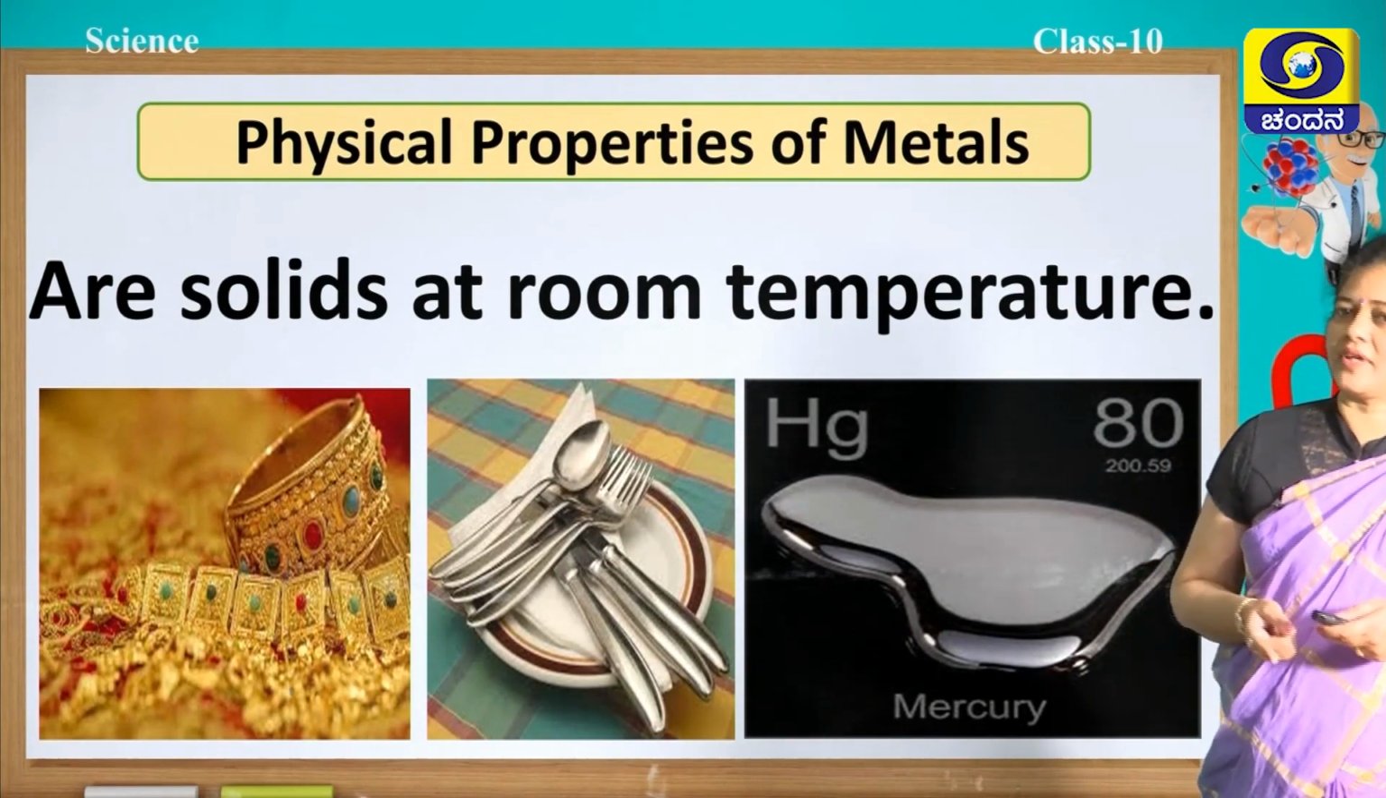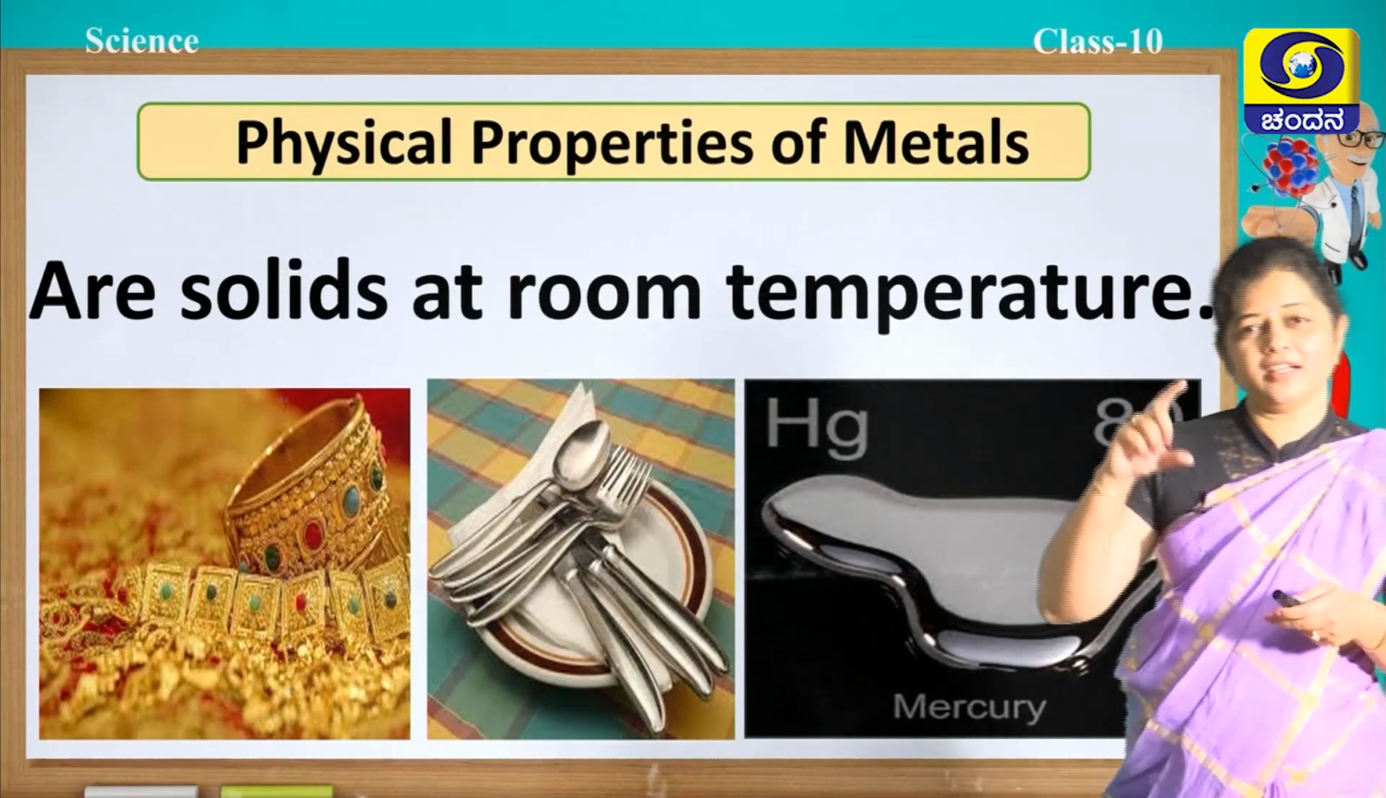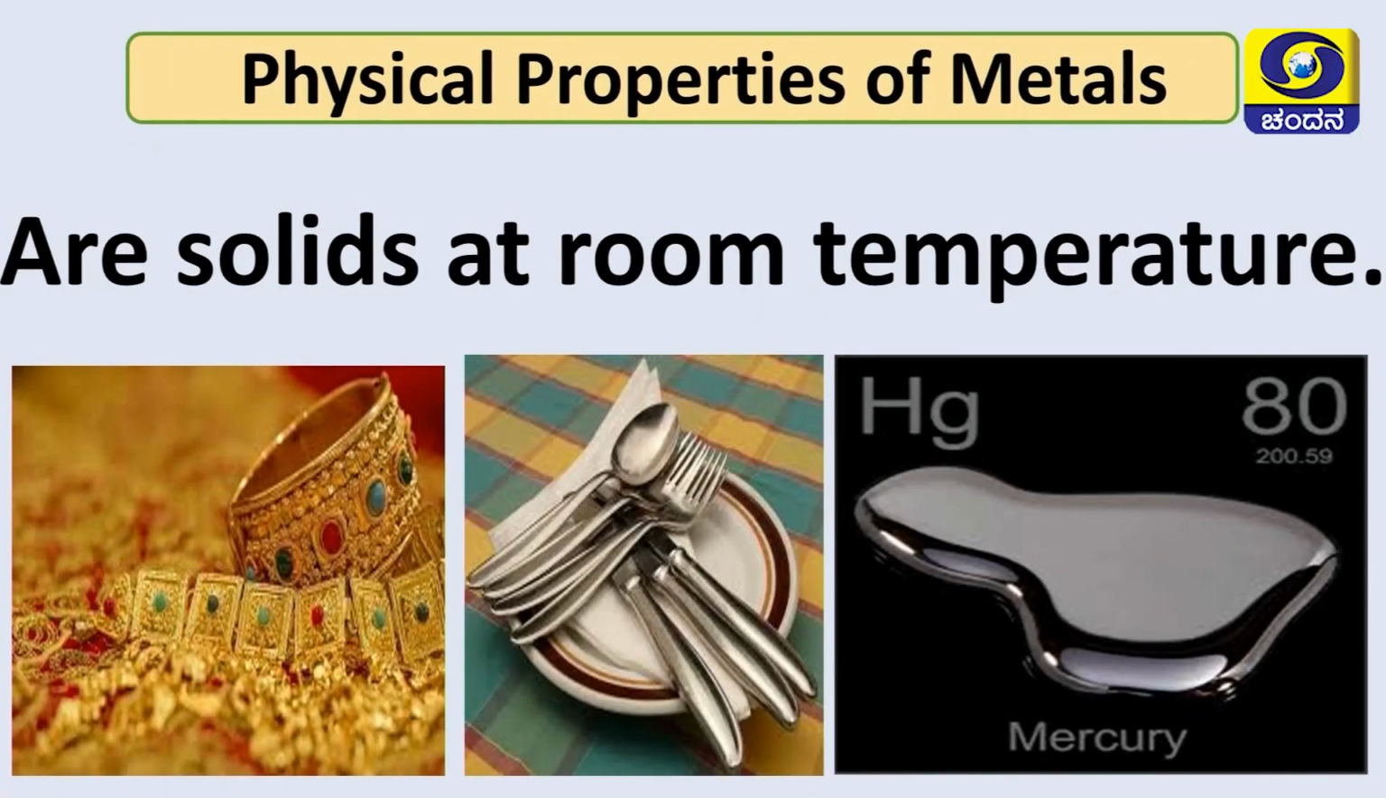This is mercury. All of you would have seen mercury in your thermometers, not in the digital thermometer, but in the traditional clinical thermometer, you will see the mercury in the bulb. It is a liquid metal. Mercury is a liquid metal. This exists at room temperature in the liquid state.